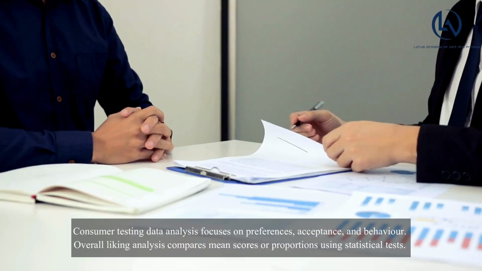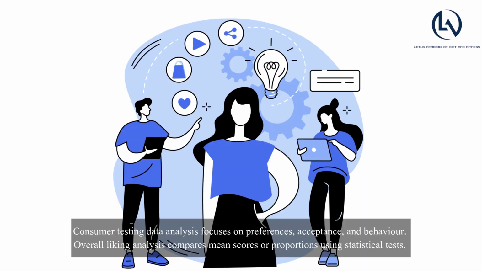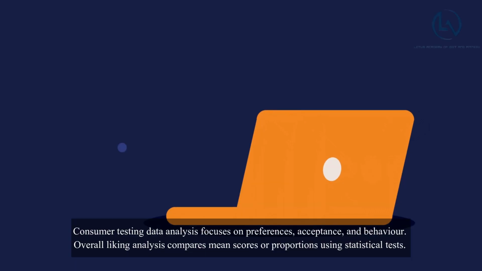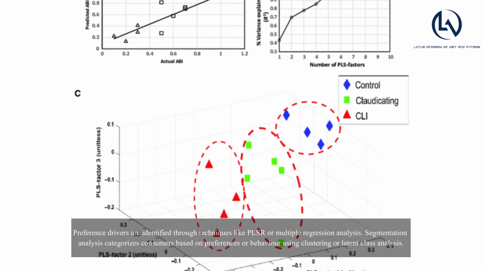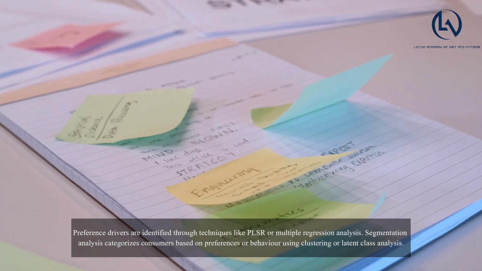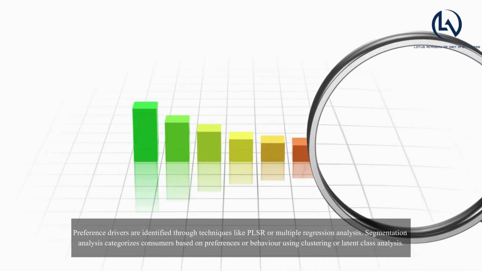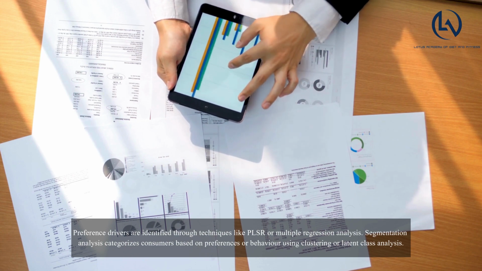Consumer testing. Consumer testing data analysis focuses on preferences, acceptance, and behavior. Overall liking analysis compares mean scores or proportions using statistical tests. Preference drivers are identified through techniques like PLSR or multiple regression analysis. Segmentation analysis categorizes consumers based on preferences or behavior using clustering or latent class analysis.